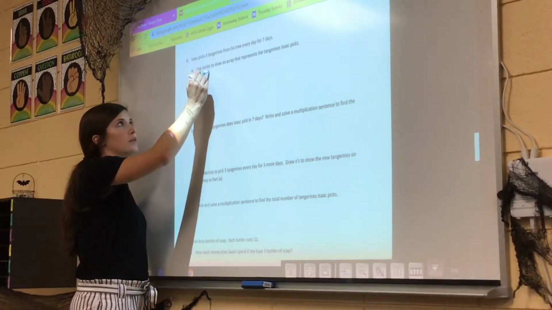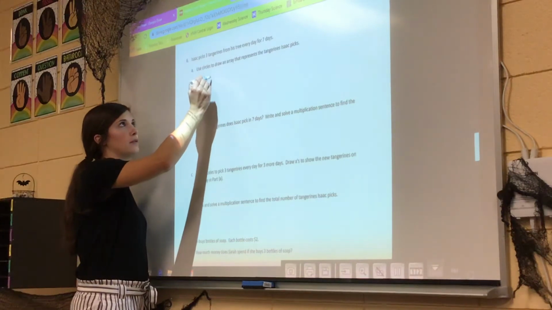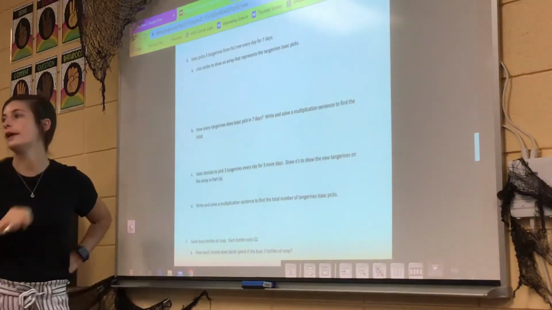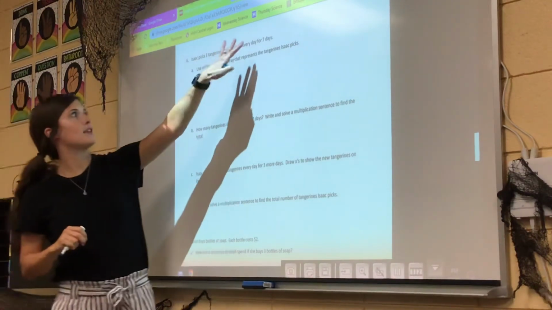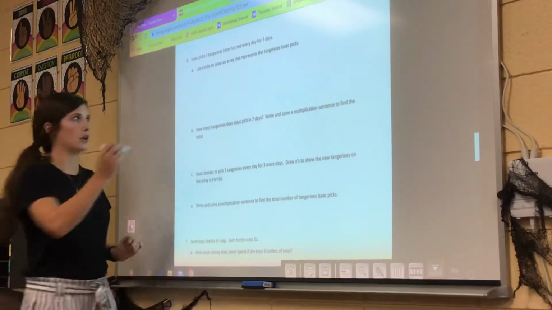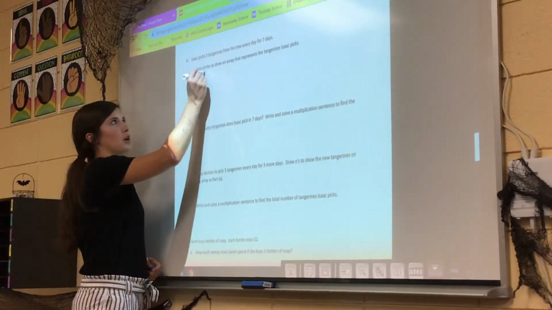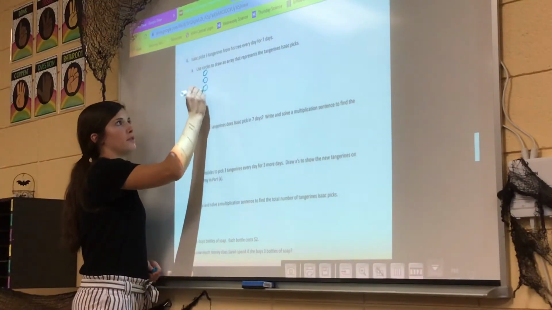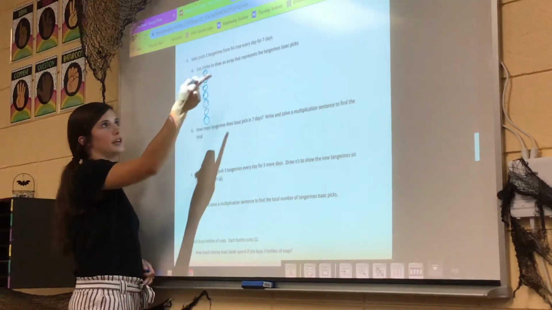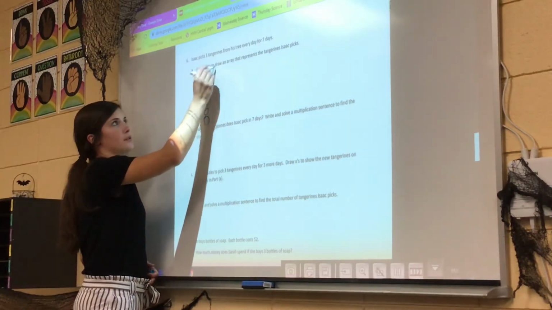3 rows of 7? I would do 7 rows of 3. Here's why. He has 7 days, and he picks 3 tangerines each day. Okay? So I would draw 7 rows with 3 tangerines in each day. So 3.